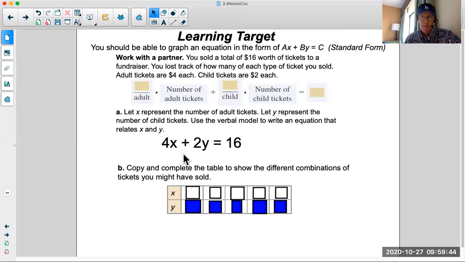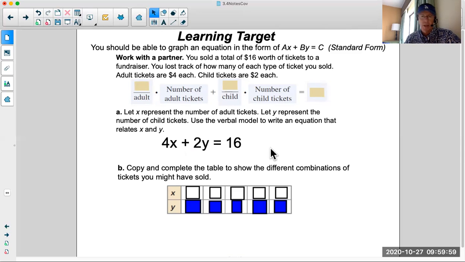So if that was the case, how would we write that as an equation? Did you get 4x plus 2y equals 16? Remember, the cost of adults is 4. The x is representing the number of adults, plus 2 times y equals 16. Okay, great. Now let's see what the different combos would show.